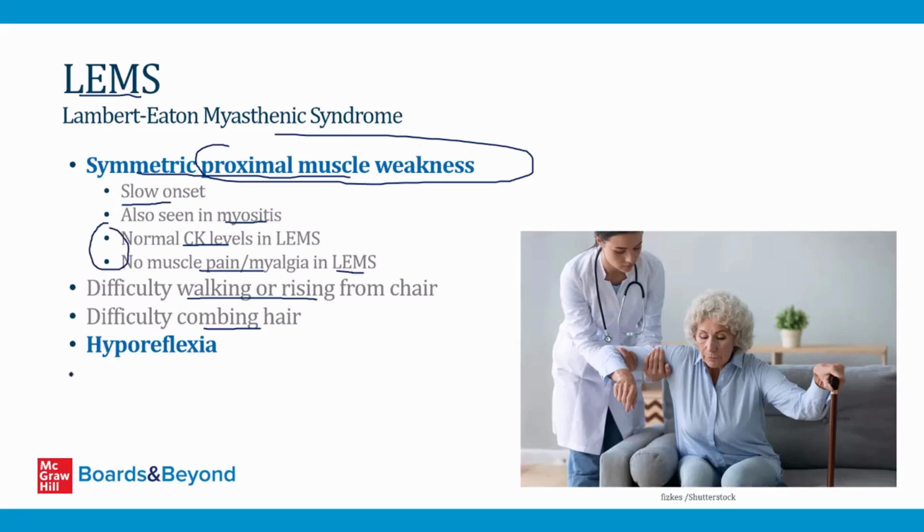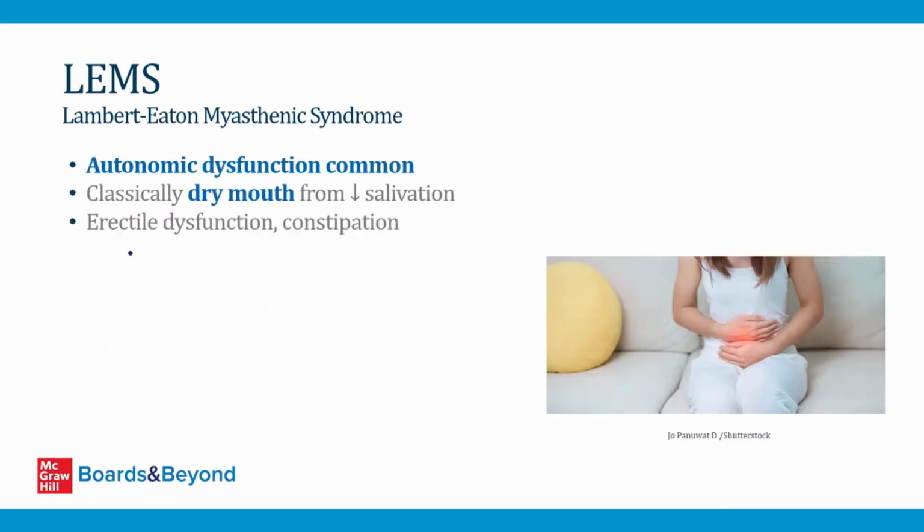And then lastly, super high yield to know that in LEMS, you will see hyporeflexia, which is the opposite of what you see in myasthenia gravis, where reflexes are usually normal. Because those calcium channels are blocked, when you test reflex arcs, you are going to see a diminished reflex response, and that's hyporeflexia. So in LEMS, you have antibodies that affect the neuromuscular junction, and that causes weakness.